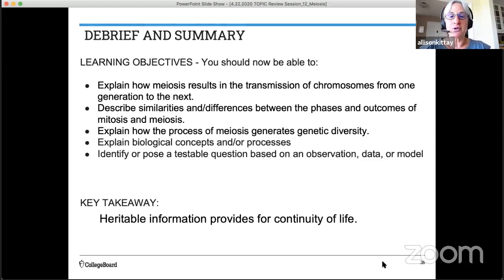Your learning objectives. You should now be able to explain how meiosis results in the transmission of chromosomes from one generation to the next. You should be able to describe similarities and differences between the phases and outcomes of mitosis and meiosis. You should be able to explain how the process of meiosis generates genetic diversity. Remember those big 3. You should be able to explain biological concepts and or processes, and you should be able to identify or pose a testable question based on an observation, data, or a model. And again, just like yesterday's key takeaway, heritable information provides the continuity of life.